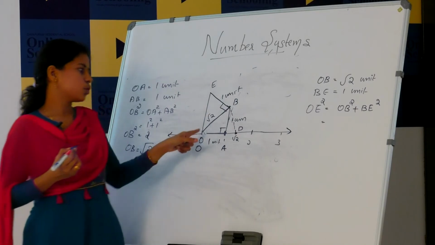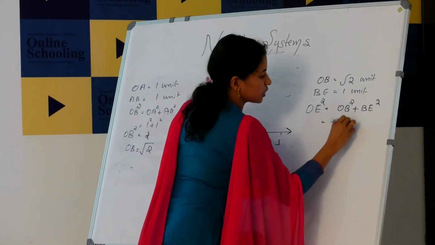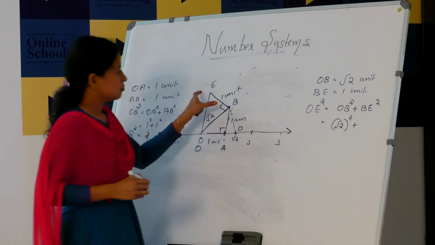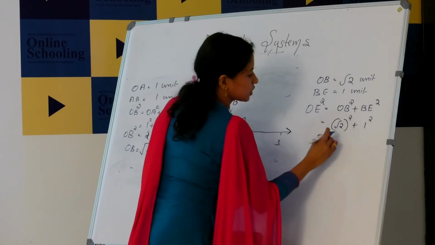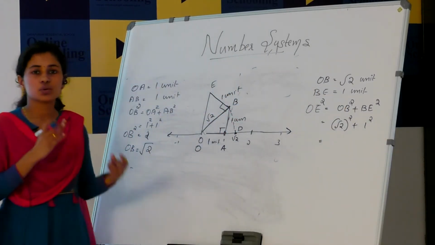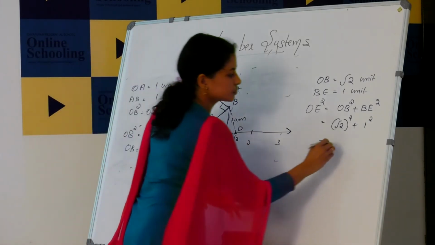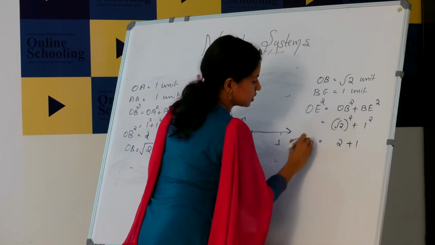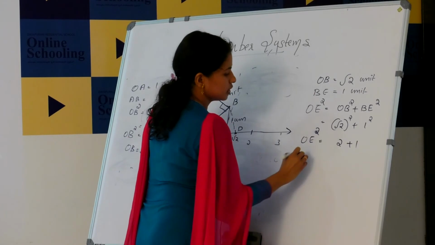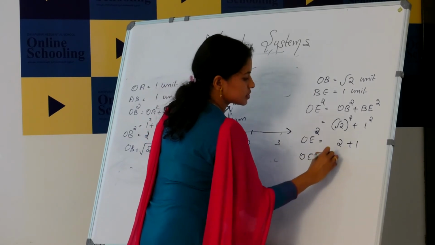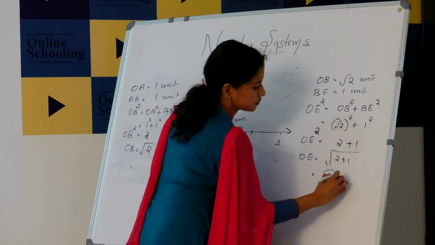What about the length of OB? OB is equal to root 2. So, root 2 square plus BE, which is 1 unit, that is 1 square. What about root 2 square? Root 2 into root 2 is equal to 2. Here we get 2 plus 1. So, OE square is equal to 2 plus 1. What about OE? It is the square root of 2 plus 1, that is the square root of 3.